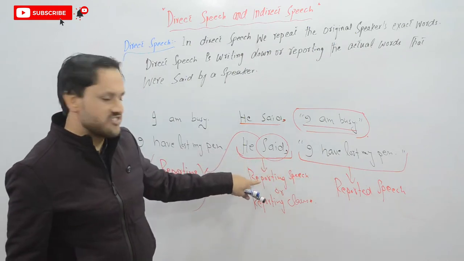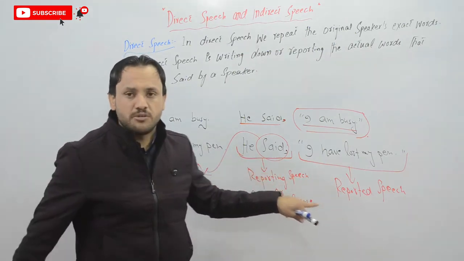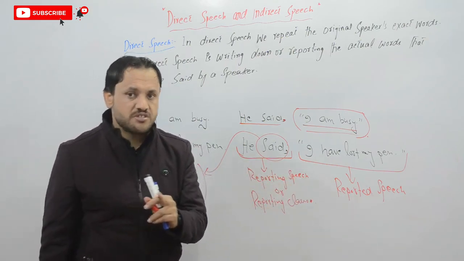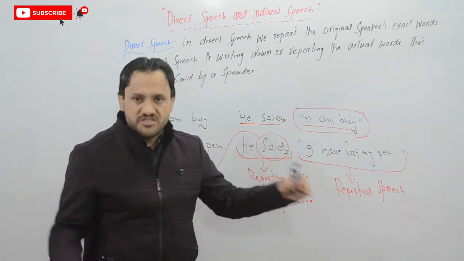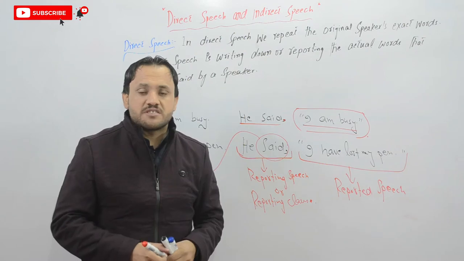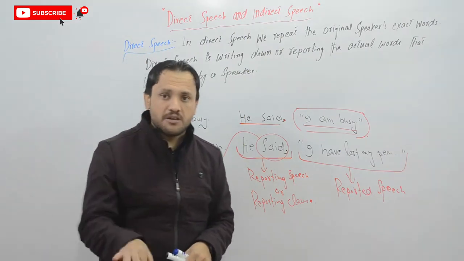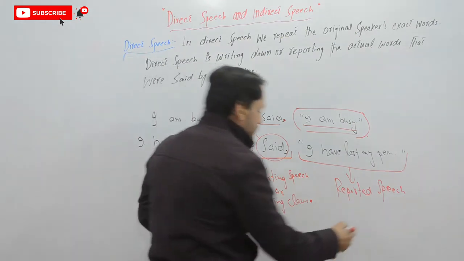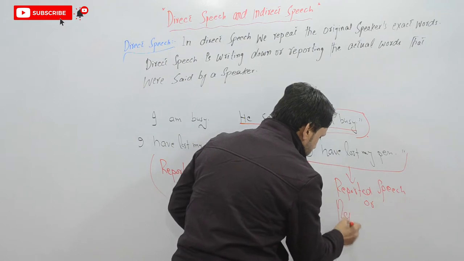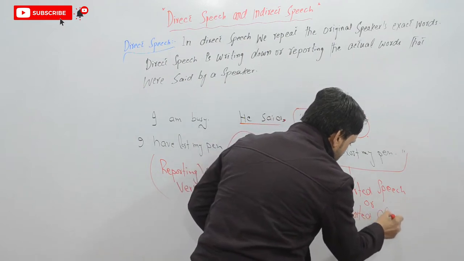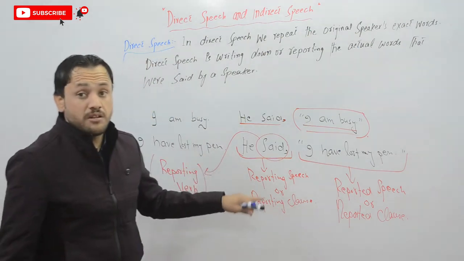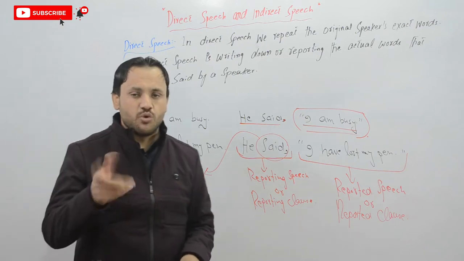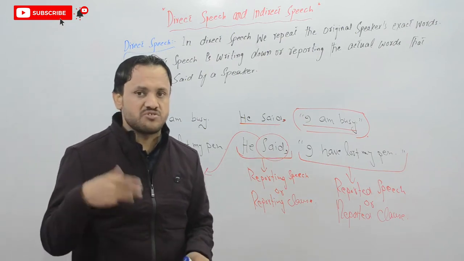First one is called reporting speech. The first part of the direct speech is called reporting speech or reporting clause, while the second part, which is placed in inverted commas, is called reported speech or reported clause. Understanding and learning these terms are quite important, because if we know them, we can easily turn a direct speech into indirect speech.